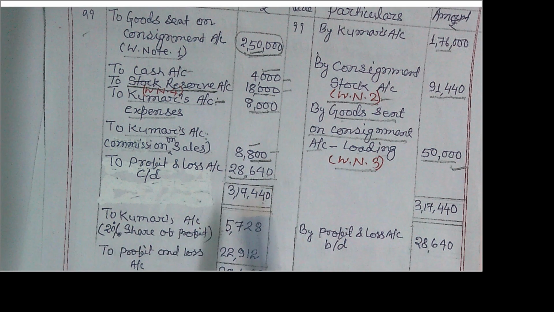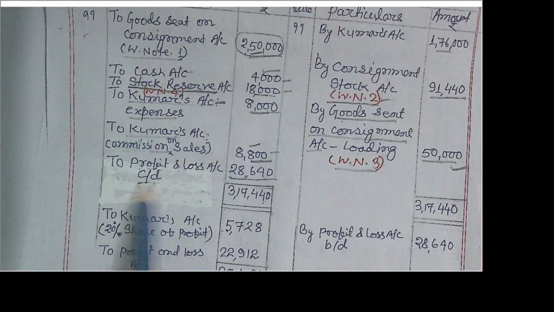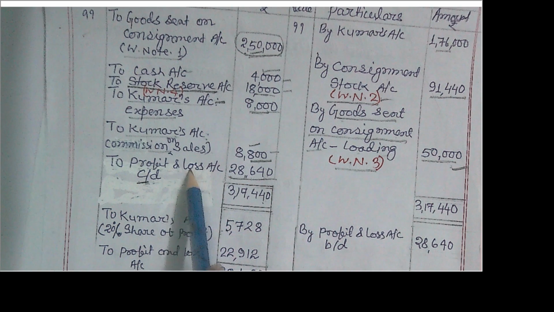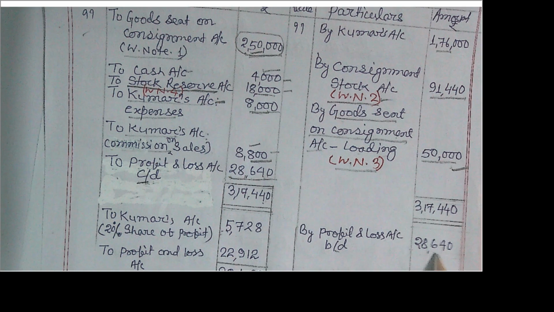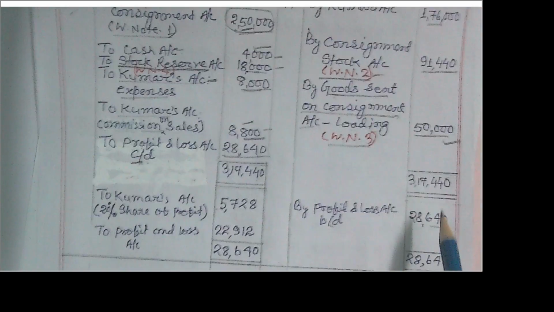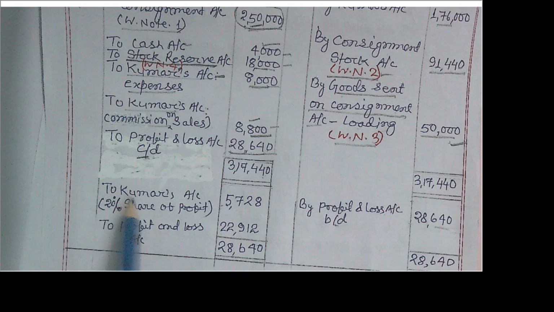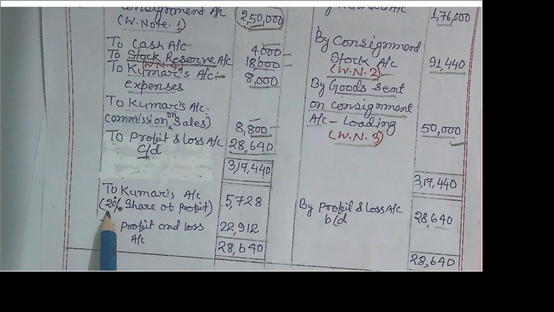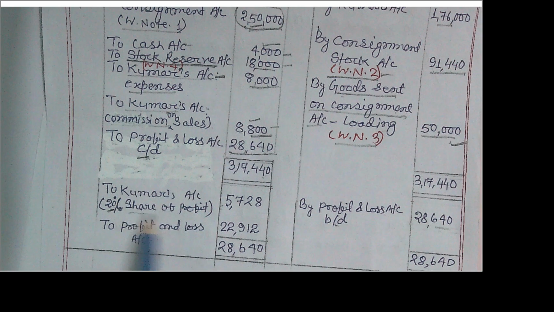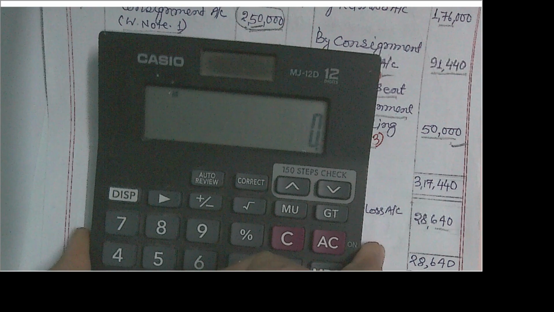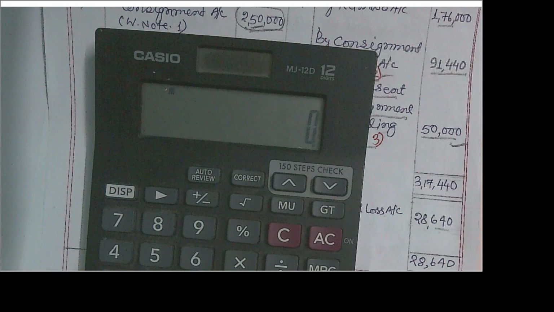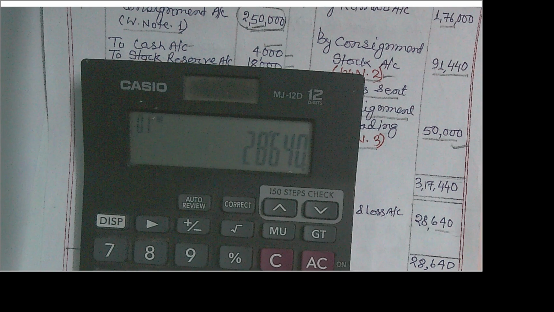So this is done here in profit and loss account, credit side. You write down the credit and make it the balance down, like profit and loss account balance down, same amount 28,640, and he is entitled to receive 20%. Here it is, see, 20% share of profit. So when you calculate the 20% share of profit, the total amount of profit is 28,640. This is the profit amount.